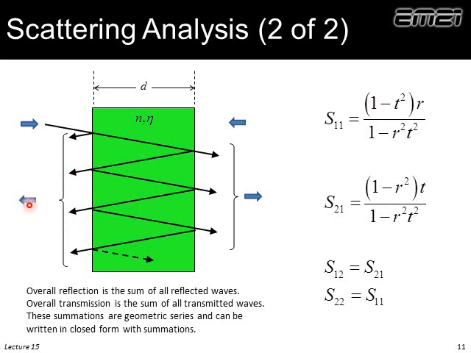So the overall reflected wave is S11. And the overall transmitted wave is S21. And then due to symmetry of the problem, we can also get S12 and S22. But now we have our scattering parameters in terms of R and T. And on the previous slide, we had R and T in terms of our refractive index and impedance. So really what we have now is our scattering parameters in terms of the material parameters.